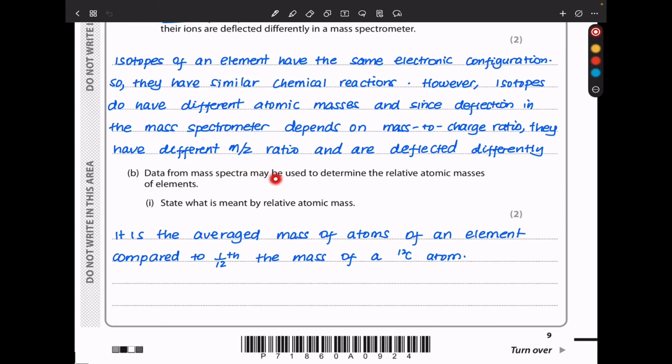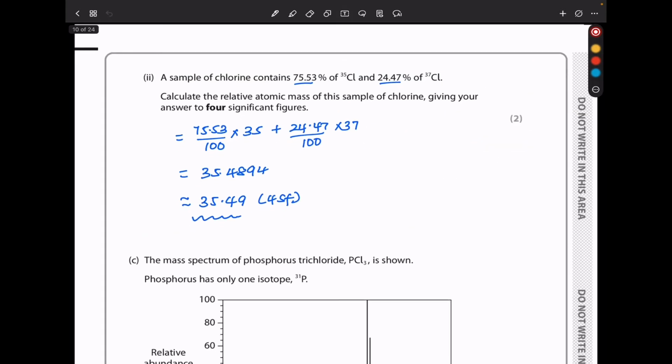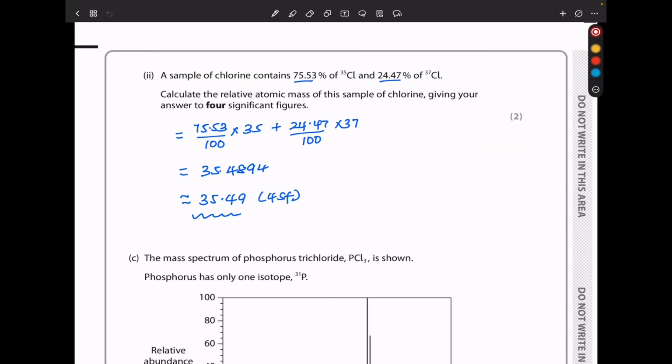Data from mass spectra may be used to determine the relative atomic mass of elements. They say state what is meant by relative atomic mass. A relative atomic mass is an average mass of atoms of an element, which is compared to 1/12 the mass of a carbon-12 atom. Next, they say a sample of chlorine contains 75.53% chlorine-35 and 24.47% chlorine-37.